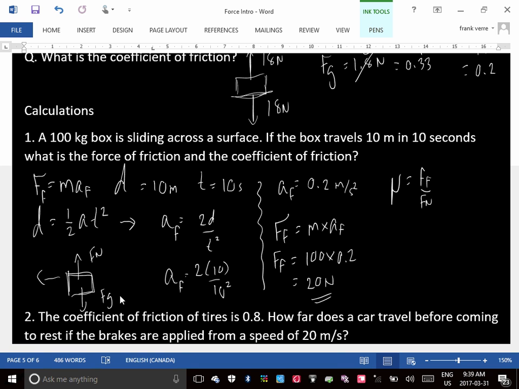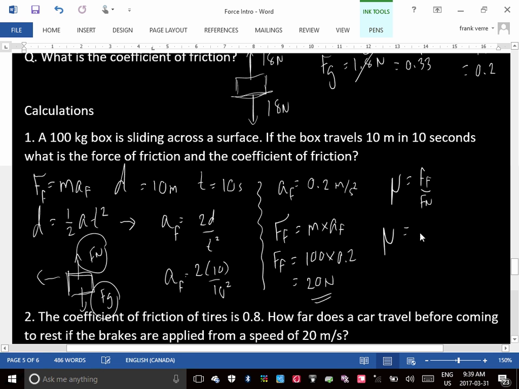Or if you pull up on the box, it's not the same anymore. Because if you push down or up, you're introducing another force vertically. But if we're not pushing up or down, and the box is on a surface, then the downwards force has to be the same as the upwards force. So, in other words, the Fn has to be the same as the weight.